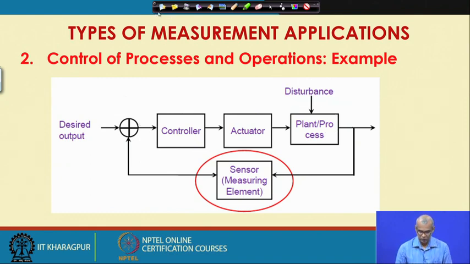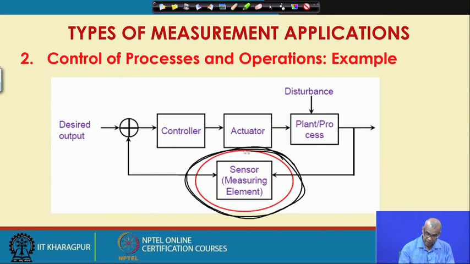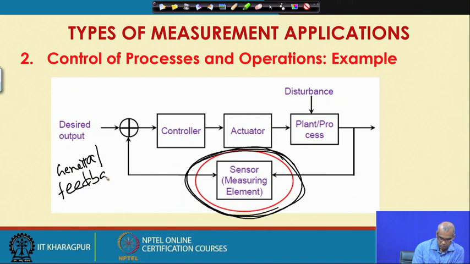So, in this class we are talking about this part of the process control loop. This is an important measurement application. The first application was monitoring or supervision of processes without any control action. Second is control of processes or operations, and when we talk about control of processes and operations, sensor finds a place here in this general feedback loop. So, this is a schematic of general feedback control loop.